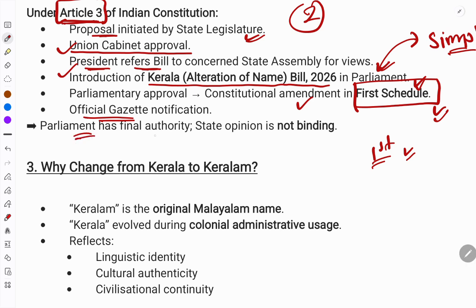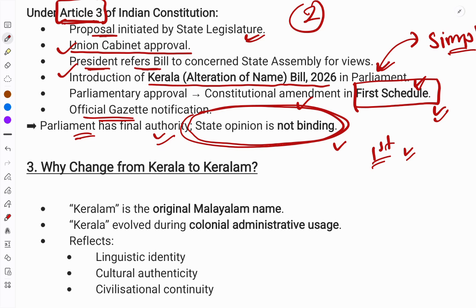Now the parliament has this final authority. State opinion is non-binding. As you know, Indian federalism is not completely federal, right? Indian federalism is unitary-biased federal. That's why some politicians have called it quasi-federal. And hence, here also the union power is clearly visible.